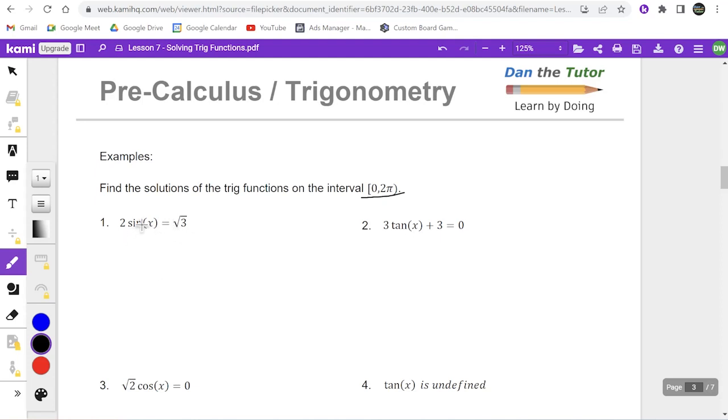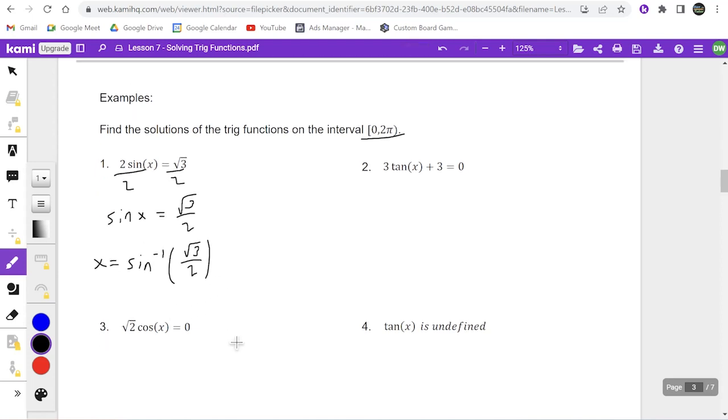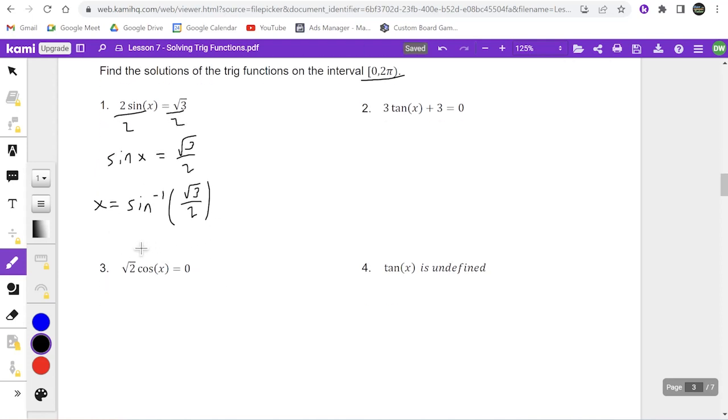For instance, if I want to solve for sine x, well, 2 sine x equals root 3, the first thing I got to do is get sine x by itself. That means I'm dividing both sides by 2. So in other words, sine x equals root 3 over 2. And then if I want to solve this, I take the arc sine of both sides. The arc sine of root 3 over 2. I get two answers for this because there's two quadrants, quadrant 1 and quadrant 2, where that's going to be positive root 3 over 2.